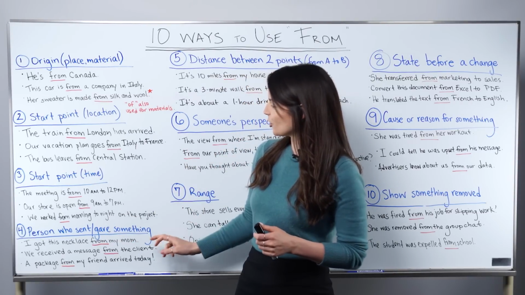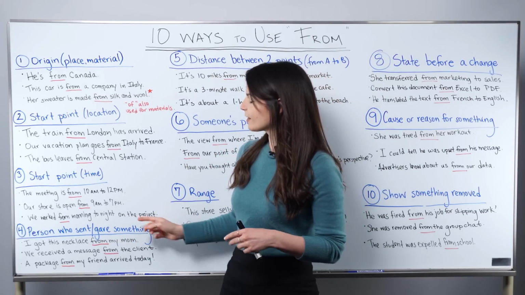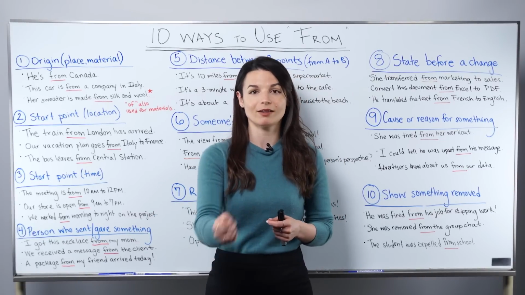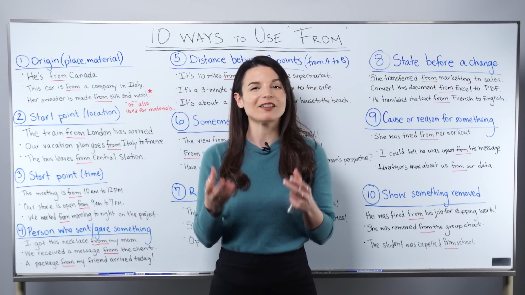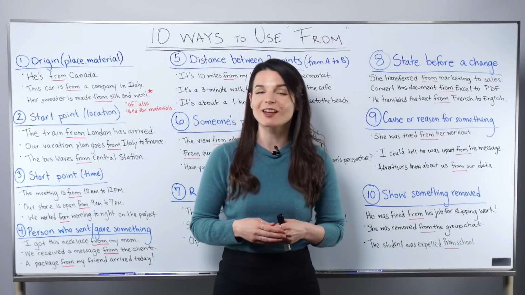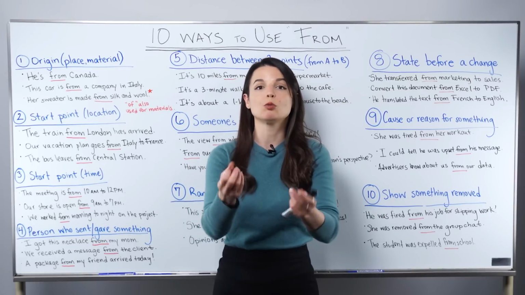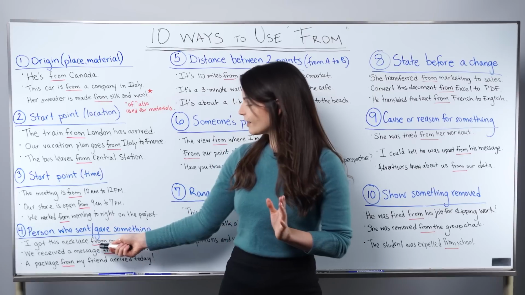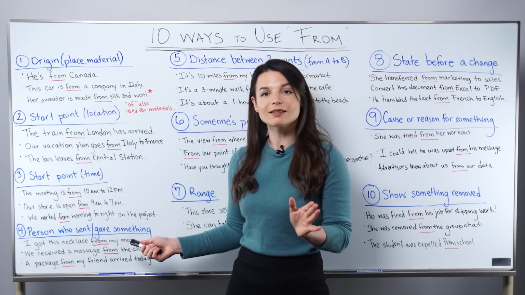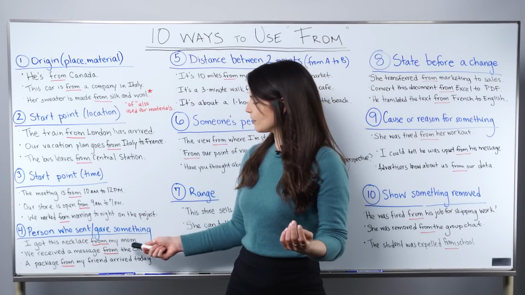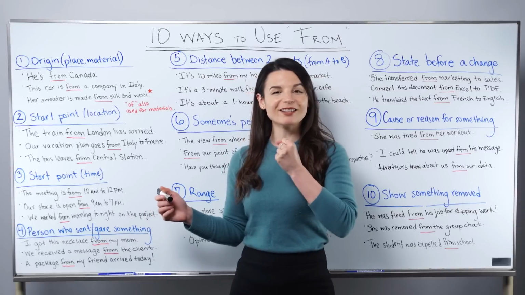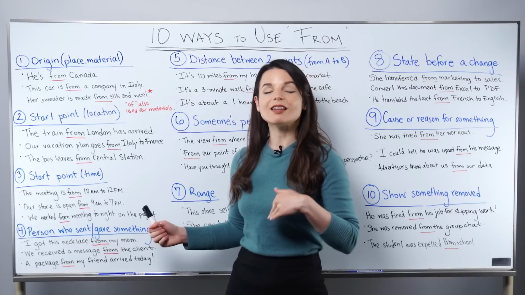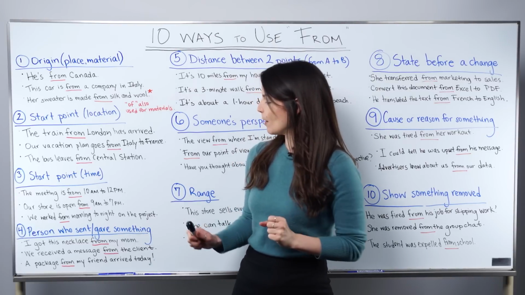Okay, let's move on to use number 4. We use this to describe the person who sent something or gave something. So we're talking again about the origin of something. That's another way to think about it, but in terms of a person who provided something. Let's look at these examples. First, I got this necklace from my mom. So this means the origin point of this necklace was my mom. So we use from to show the gift giver. I got this from my mom.